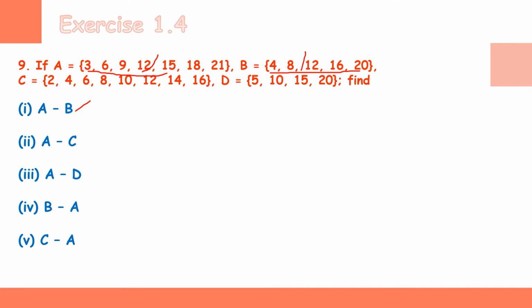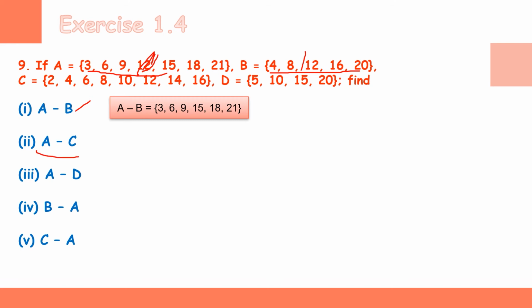We have to see A as a major set now. From A, I have to subtract the common elements. I don't have any other elements common. So 12 alone is there, so I will leave this 12. Other elements I will take and write. So what will be the result? 3, 6, 9, 15, 18, 21.